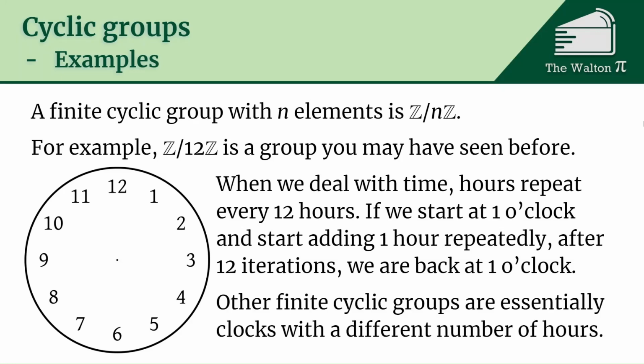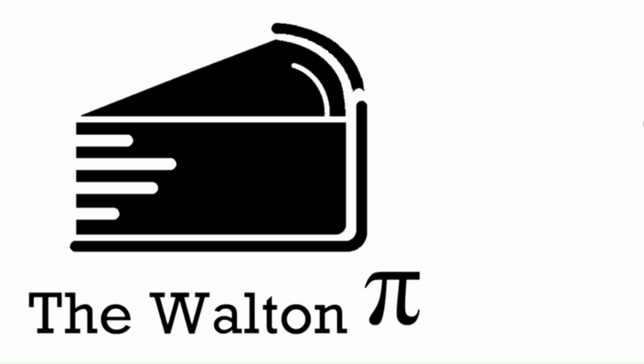Our finite cyclic groups are essentially clocks with just different numbers of hours. So here, when we have Z mod 12Z, we have addition, and it just means that if you go over 12, you just reset back down. Hopefully that made sense. That's a very quick synopsis of what cyclic groups are.